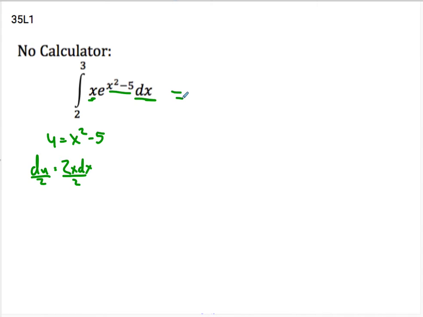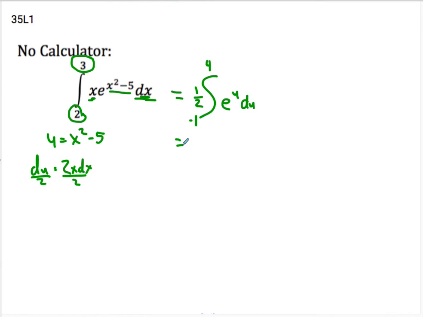So what we got is e to the u du over 2. I'm going to pull the 1/2 out. Now these limits are in terms of x. I want them to be in terms of u. So what I do is I take the x, put it into this equation, and I get u out. So 2 squared minus 5 is negative 1. And then 3 squared minus 5 is 4.